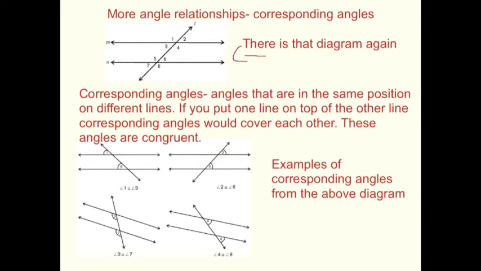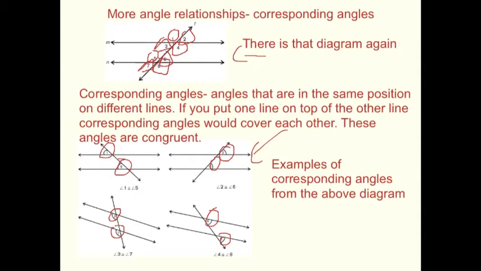So in this case, 1 and 5 would overlap each other if I took line M and put it on top of line N. And 2 and 6, and 3 and 7, and 8 and 4. So if we look at the diagrams below, it's just isolated for us. So 1 and 5 are corresponding, 3 and 7 are corresponding, 2 and 6 are corresponding, and 4 and 8 are corresponding. Because if I took the line off the page and laid it on top of the other, they would be on top of each other.